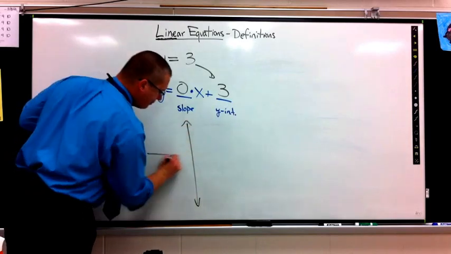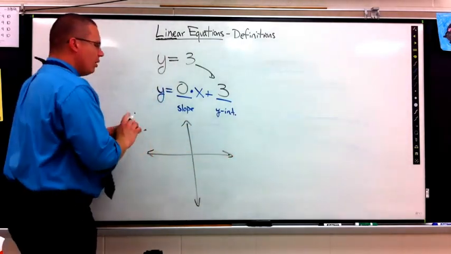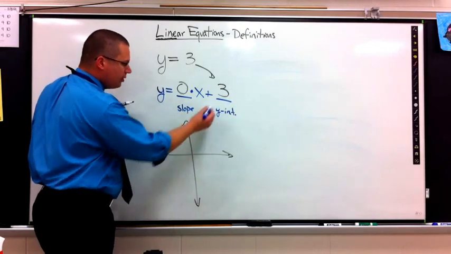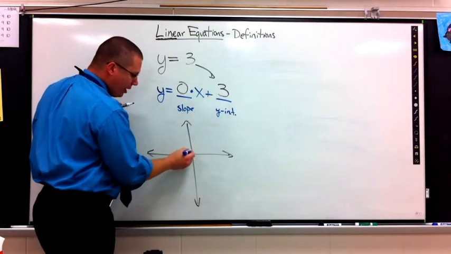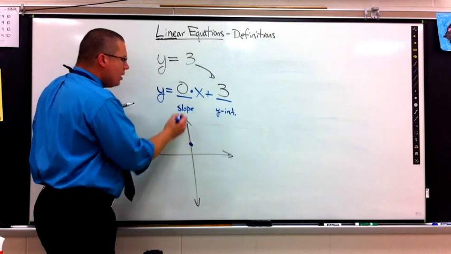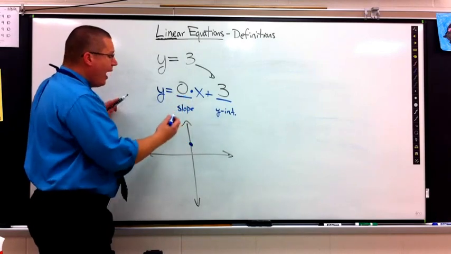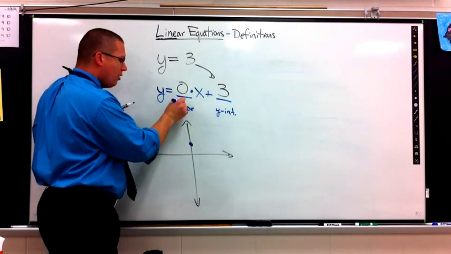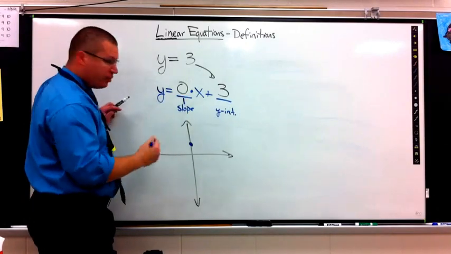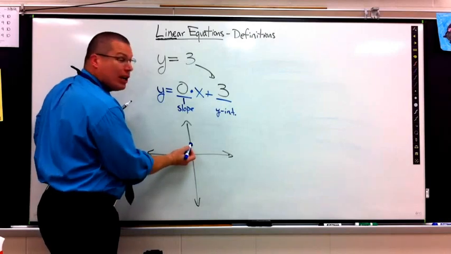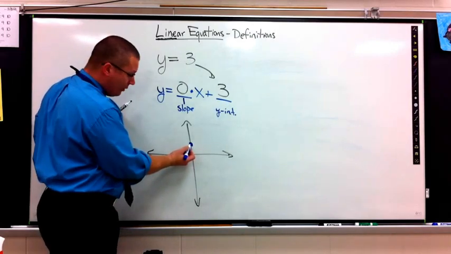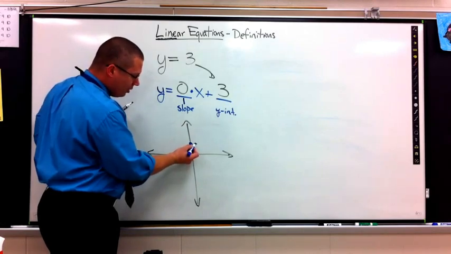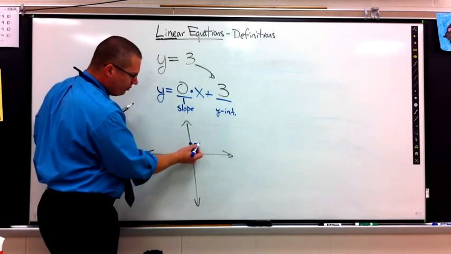Okay, let's graph. Y-intercept, that's where I start on the y-axis, up 3 because it's a positive 3. 1, 2, 3, put a point. Slope must be written as a fraction. My number is 0. 0 as a fraction is 0 over 1. Watch how this works. From your starting point, go 0 up. Watch. There, I just went 0 up. 1 right.